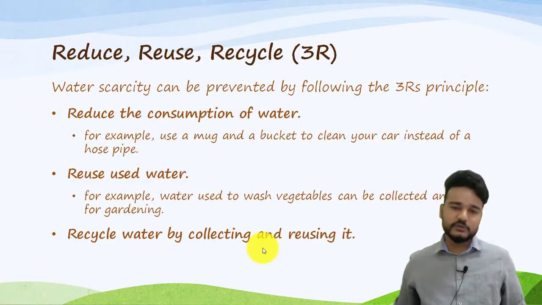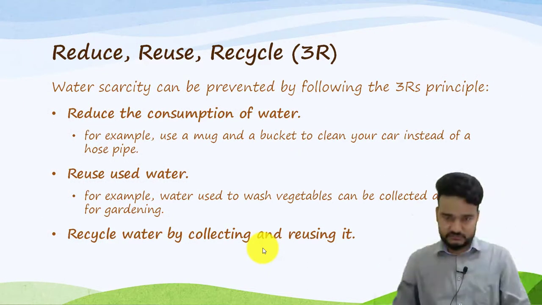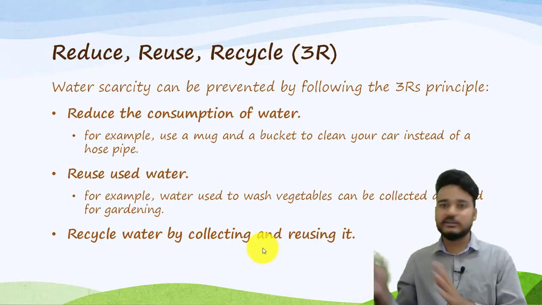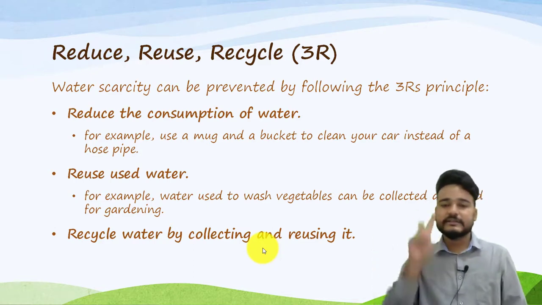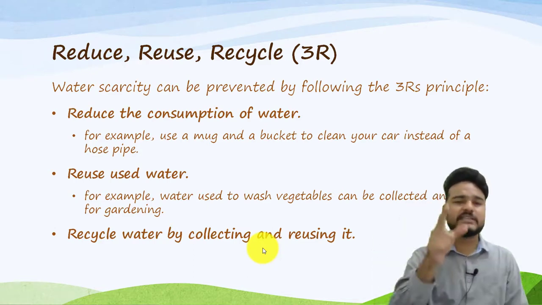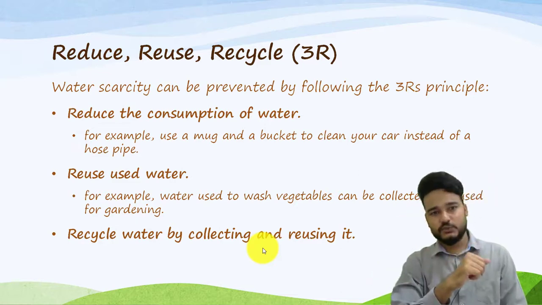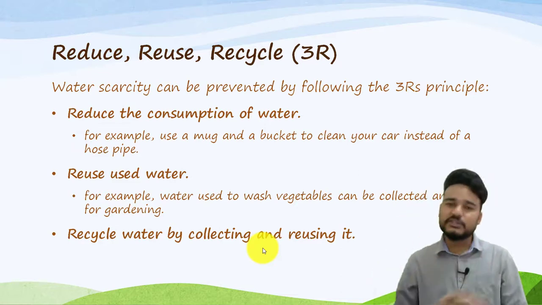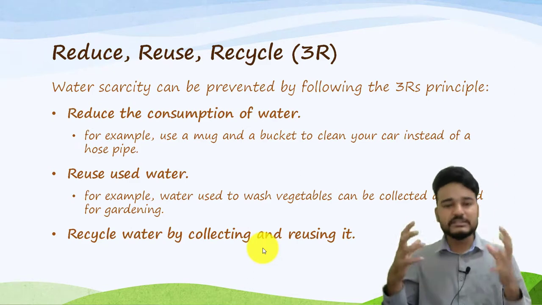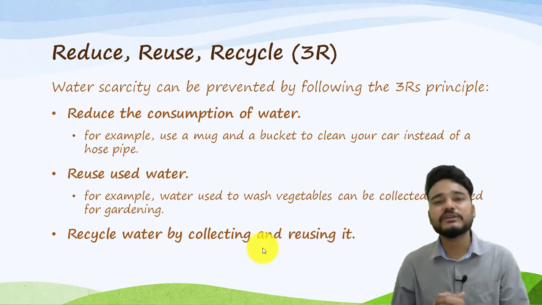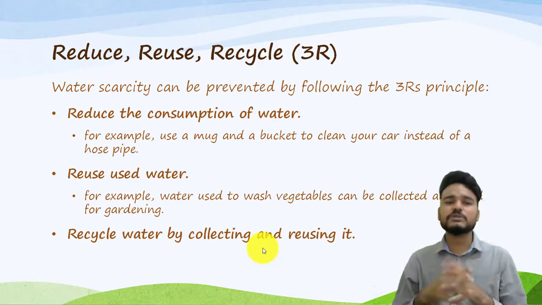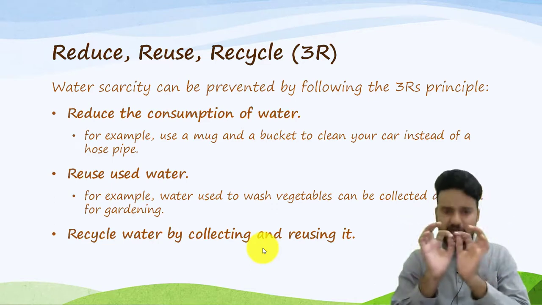Next we are going to learn about 3 R's. 3 R's, not only 3 R. 3 R means reduce, recycle and reuse. So water scarcity or the pollution of water or these drought things can be prevented by 3 R's. Which are those? Reduce. First one is reduce.